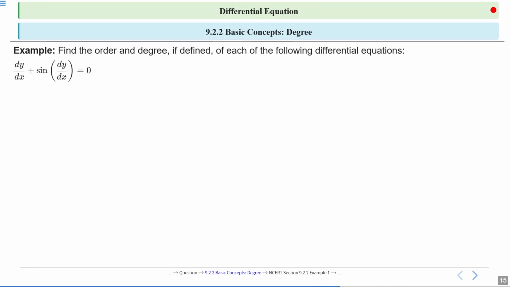Now find the order and degree, if defined, of each of the following differential equations. The equation is dy by dx plus sine of dy by dx is equal to 0. So try this question.